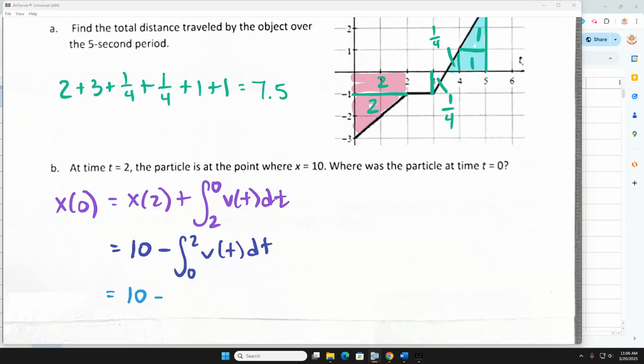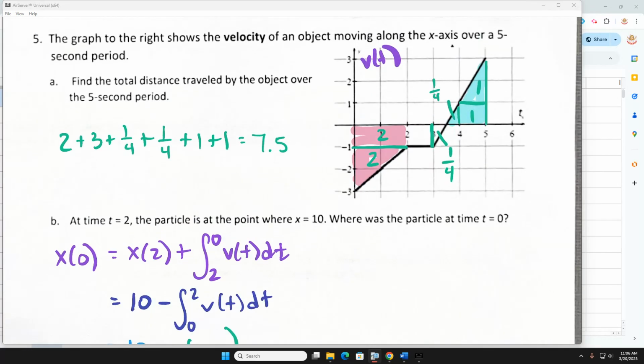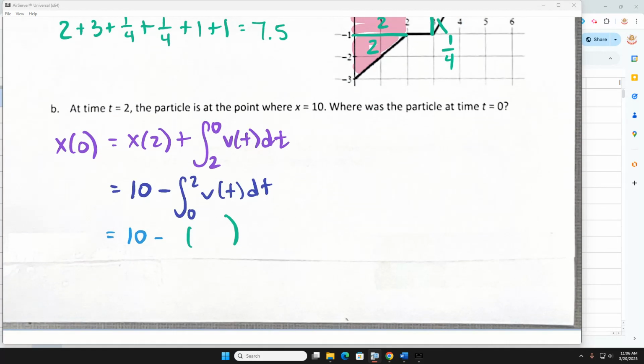10 minus 4. Close. Because it is minus. Minus negative 4? Yes. So we're not doing an absolute value here. We're doing the actual stuff. And it's under the graph. Good. So that's a minus a negative 4, which is going to be 14.